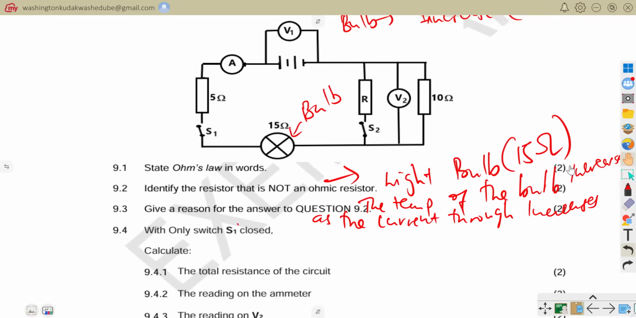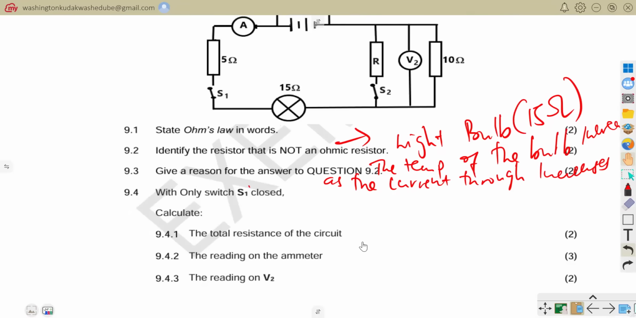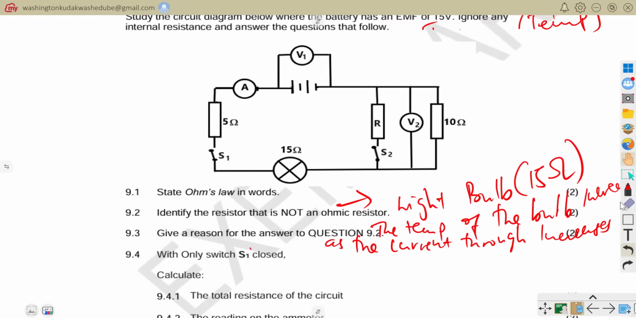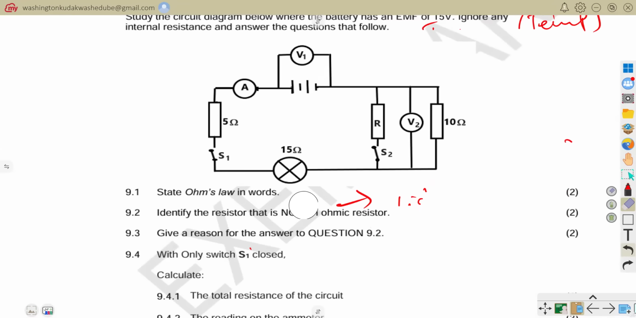Now from this diagram, we need to answer the following questions. With only switch 1, S1, closed, calculate the total resistance of the circuit, the reading on the ammeter, and the reading on the voltmeter. So now I need to go back to the information that I was given. Let me clear my space here.